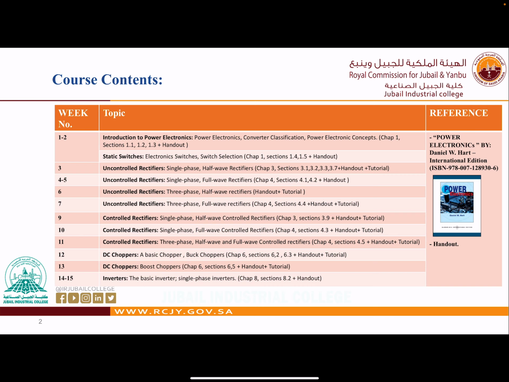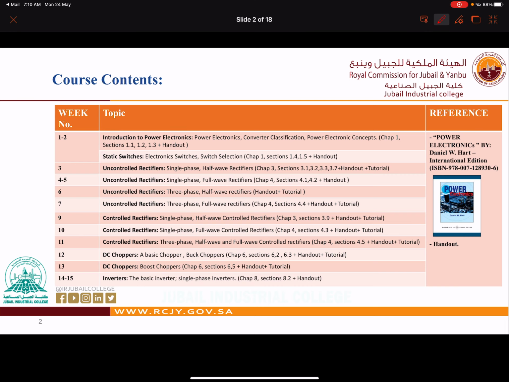Now, as you can see here, guys, this is the reference textbook that we are going to use. You can bring your textbook to be a reference for you in this course, and inshallah I'm also going to submit to you a handout. Inshallah, it will help us in explaining more concepts of power electronics.